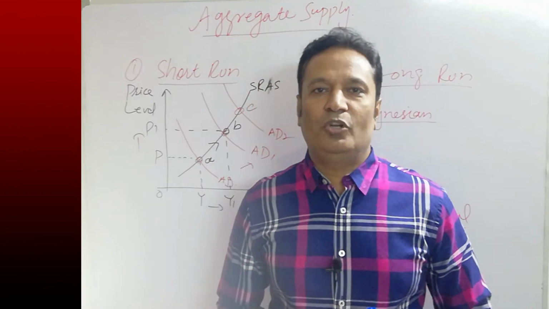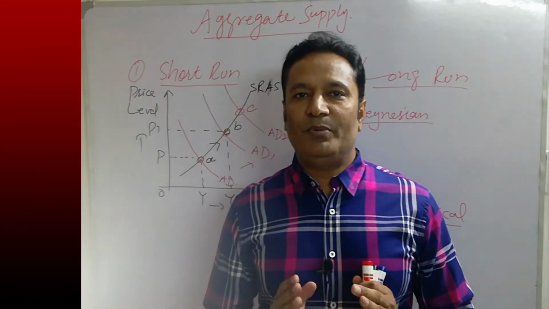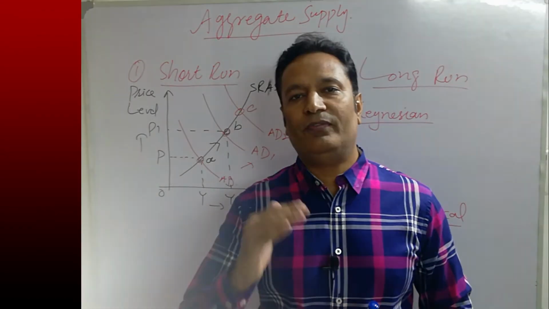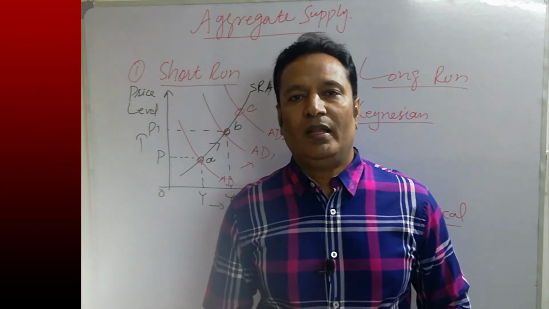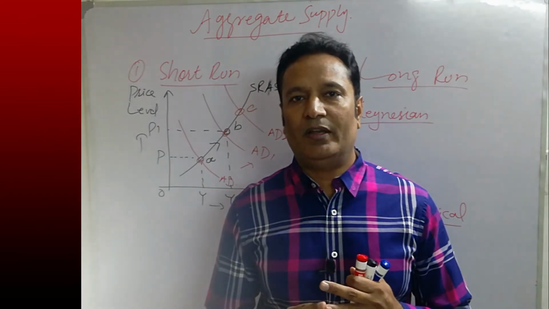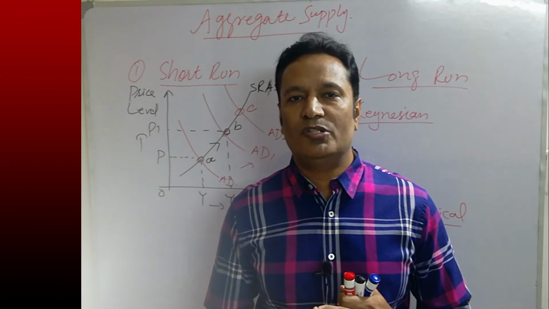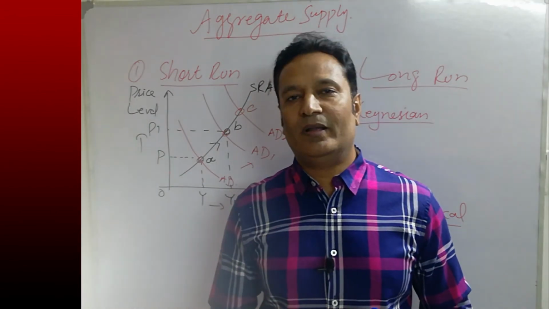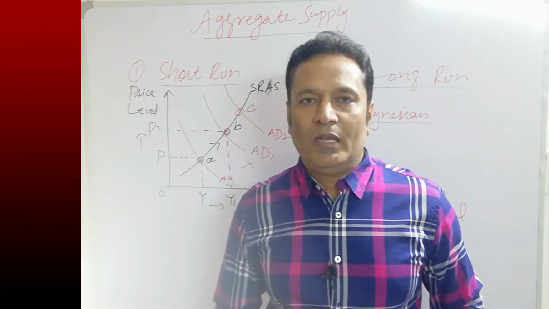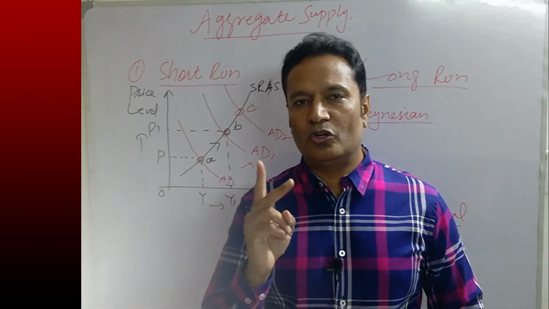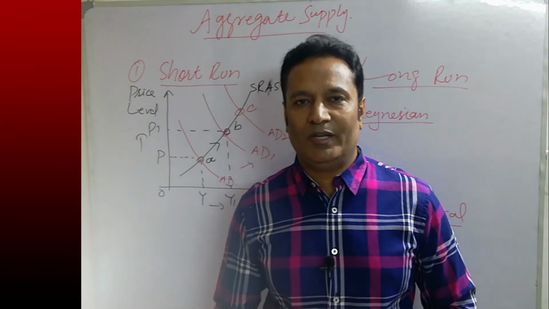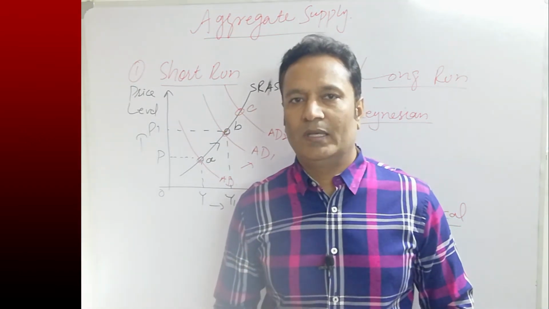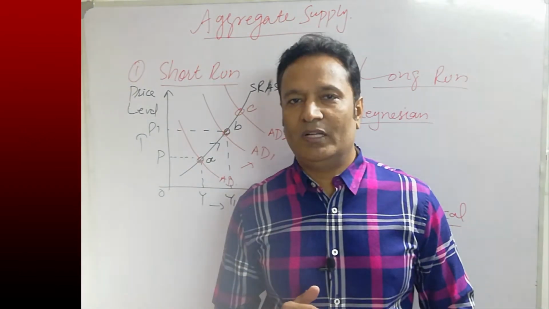Now coming to the long-run aggregate supply. Long-run is a period of time in which all of the factors of production are variable. Like we can purchase new land, we can hire new workers, and we can purchase new machinery and technology as well as tools. Then it would be a long-run period of time for us. In the long-run period of time, there are two concepts of long-run aggregate supply. One is known as the Keynesian school of thought, and the other point of view is the new classical school of thought.